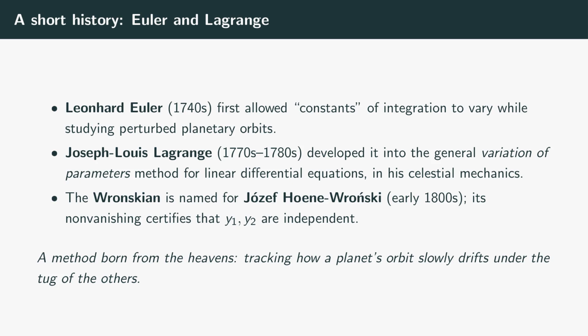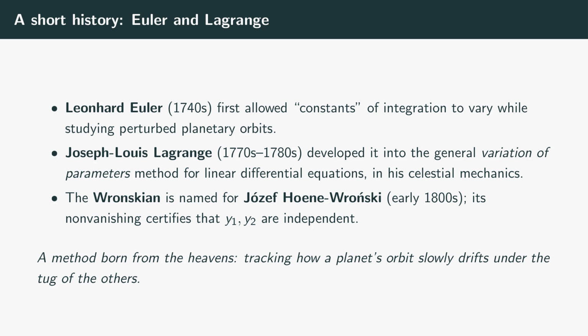A little history, and it is a beautiful one. The trick of letting a constant vary was first used by Leonhard Euler in the 1740s, while he was studying how a planet's orbit drifts under the gravitational tug of the other planets. The constants that describe a perfect orbit slowly change over time, so Euler let them become functions.